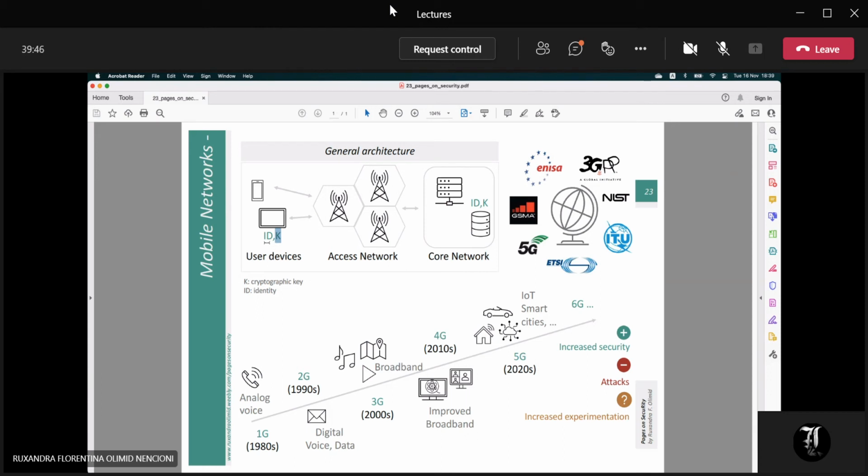And this identity and the key are also stored somewhere in the core network, in a database of subscribers. So here it's a database, and all the IDs with all the keys and so on are stored there. And of course, everything about what I can do and what I cannot do in the network, my history, my payments, and so on.